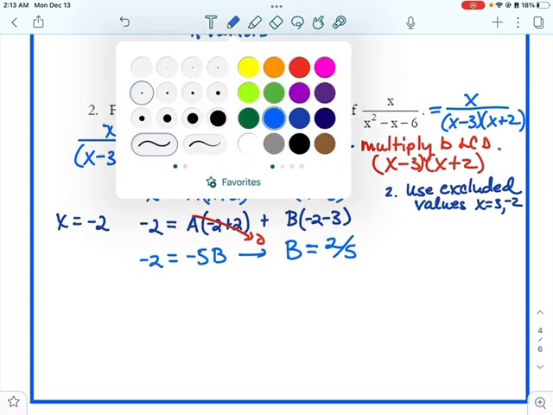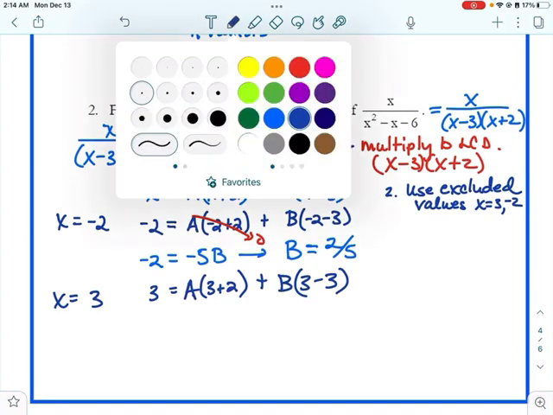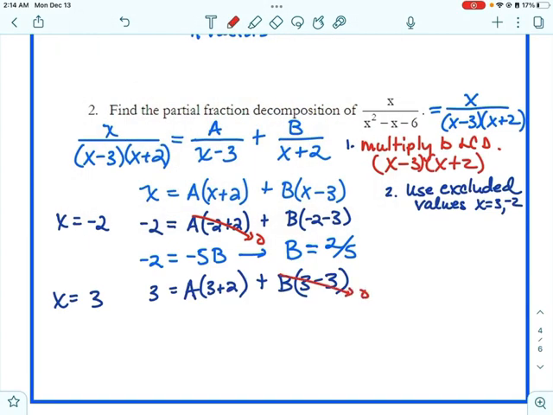So then I'm going to take the other x value, the other excluded value. I'm going to plug that in. So I have 3 is equal to, now I'm going back to this equation up here. So I've got a times 3 plus 2 plus b times 3 minus 3. You can see that the second term is going to go to 0. So we're left with 3 is equal to 5a. And then we're going to take that, we're going to get a is equal to 3/5.